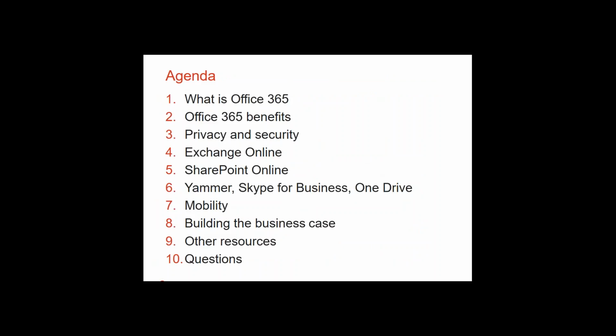So today, as we said, we'll do a bit of an overview. We'll talk about some benefits and privacy, and then we'll go through each of the key applications. So Exchange for email, SharePoint for documents and collaboration. We'll touch on Yammer, Skype for Business and OneDrive, mobility, and then we'll talk about that business case and refer you off to other resources.